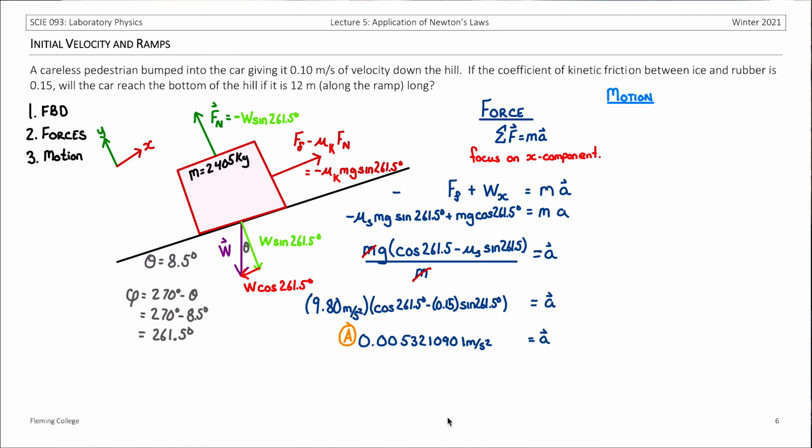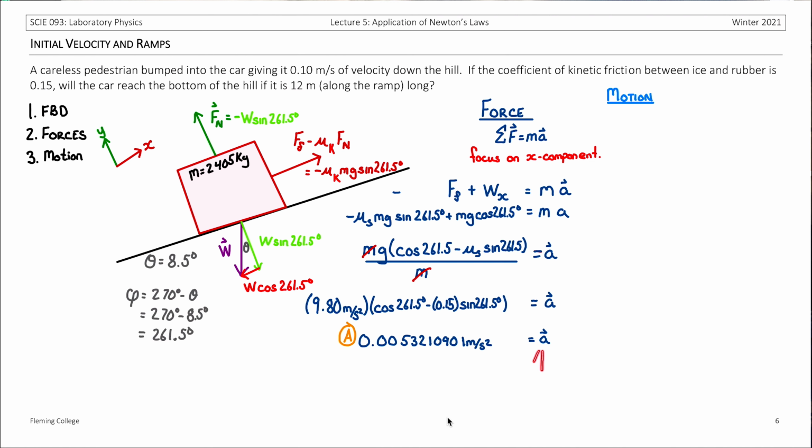So looking at our problem, we're asked if the car will reach the bottom of the hill. One of the ways you might consider approaching this is to determine if it has an initial velocity, what is the final velocity when it's at the bottom of the hill?